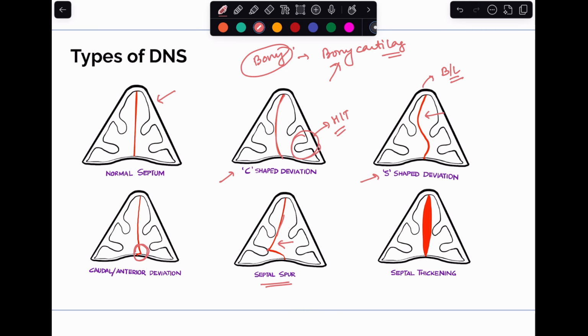Lastly, we have septal thickening over here. Now, septal thickening is much less commonly seen, but this can arise as a complication of maybe septal hematoma, where the hematoma gets resolved, but it leads to septal thickening. So these are the different types of DNS based on the way the septum is deviated.